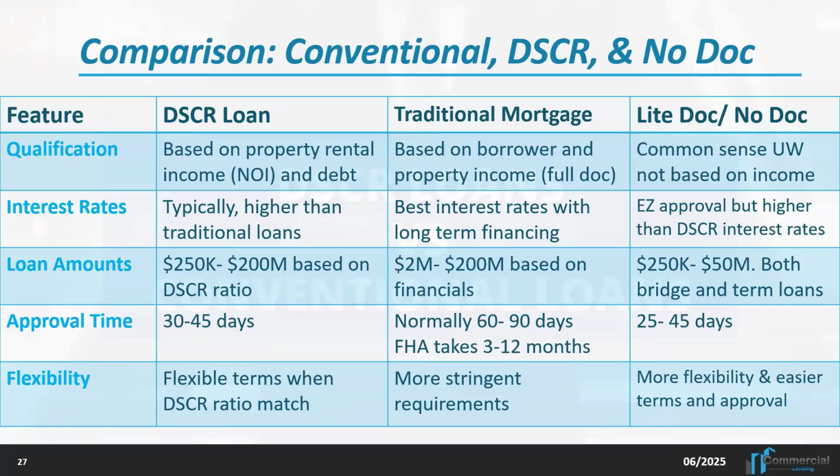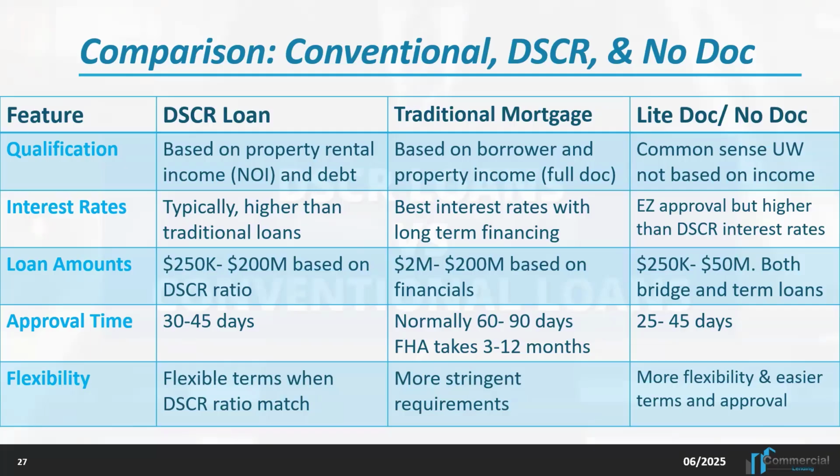Now we have a comparison between conventional, DSCR, and no-doc loans. According to qualification, the DSCR is, as we already said, based on the property rental income and debt, whereas traditional comes with borrower and property income, as in a full doc loan, and with light doc and no doc, just common sense underwriting is required and it is not based on income. On rates, DSCR typically comes higher than traditional loans, but traditional has the best interest rates with long-term financing. Light doc and no doc have easy approval, but higher interest rates than the DSCR.